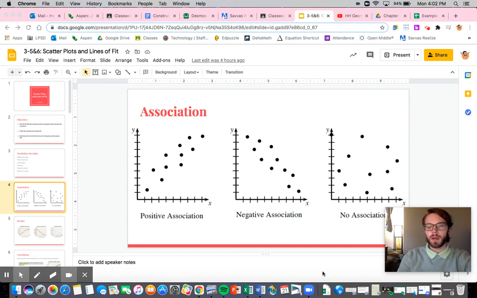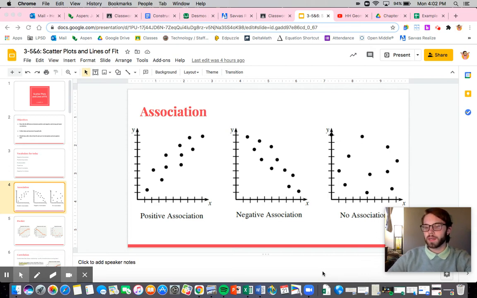Hi, everyone. Just wanted to take a couple minutes to talk a little bit about some of the information that we need to know in regards to scatter plots and lines of fit. And we're going to talk a little bit as well about some of the statistics that you can do behind this and how we actually get through that. So, the first thing we're going to talk about today is association.